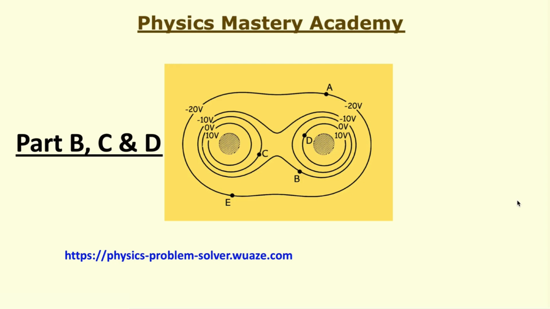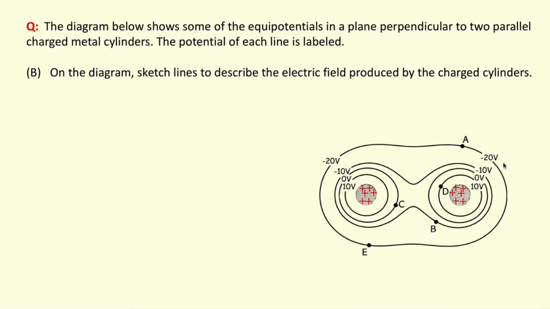Today we are going to answer part B, C and D of this question. The diagram below shows some of the equipotentials in a plane perpendicular to two parallel charged metal cylinders. The potential of each line is labeled. Part B. On the diagram, sketch lines to describe the electric field produced by the charged cylinders.